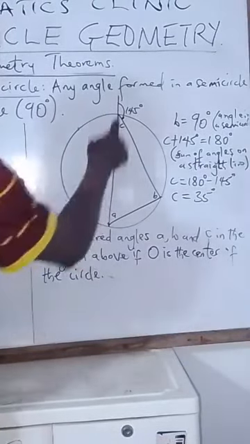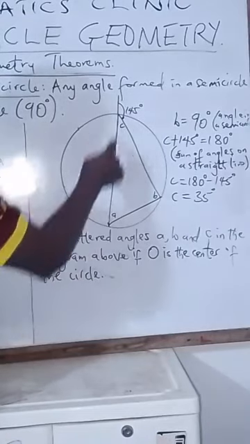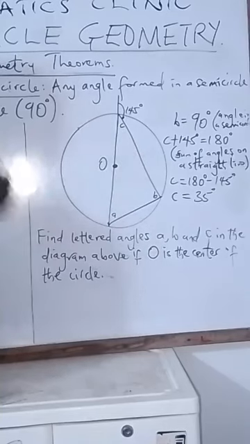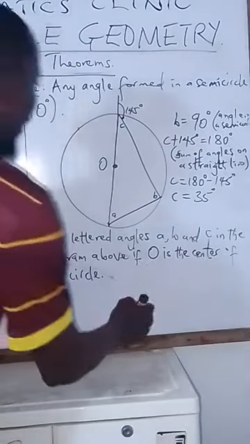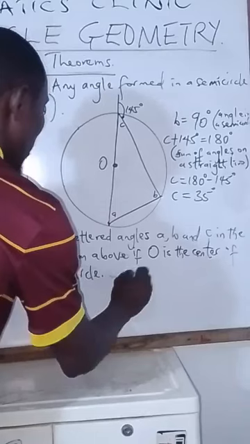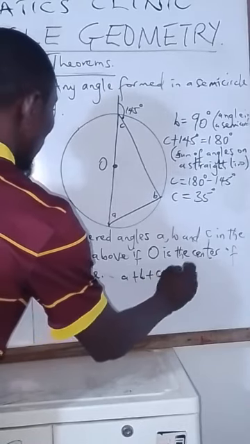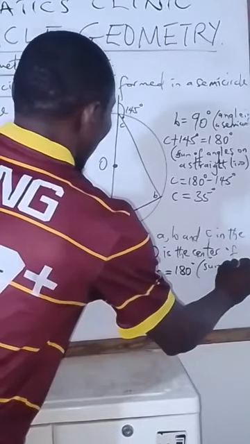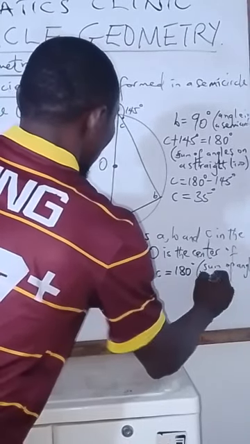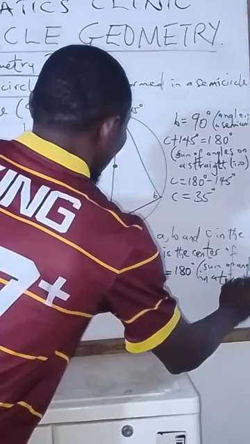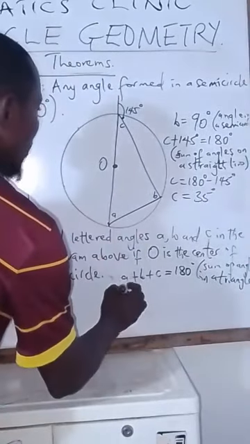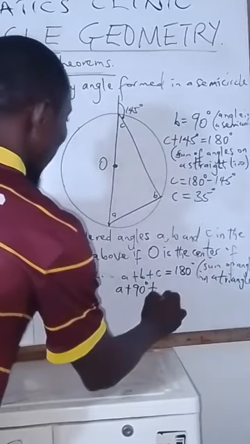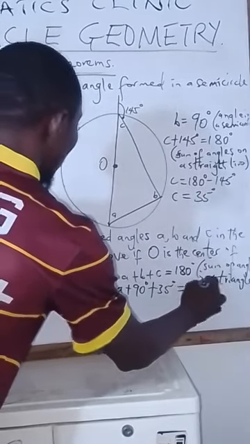Quite simple. This is a right angle triangle inside the semicircle. We have known the value of B. We have known the value of C. What is the value of A? We just go ahead and say A plus B plus C must be equal to 180 degrees. Why? Because they are sum of angles in a triangle. What is A? I don't know. What is B? 90. What is C? 35. So A plus 90 plus 35 is equal to 180 degrees.